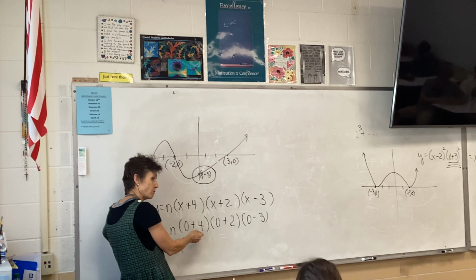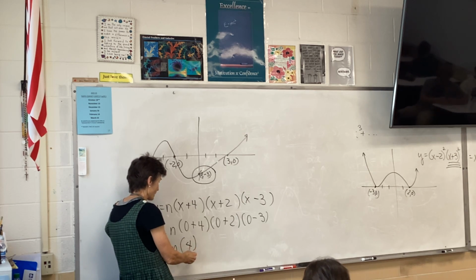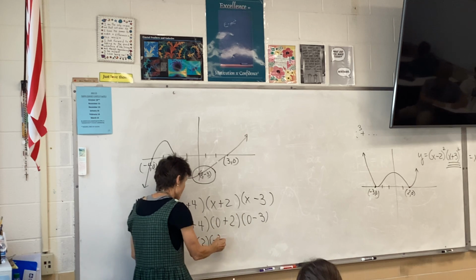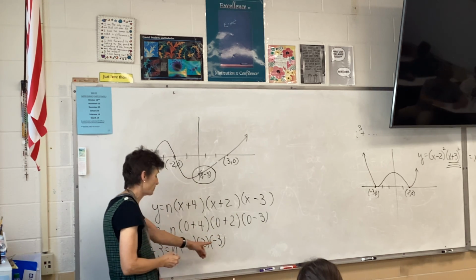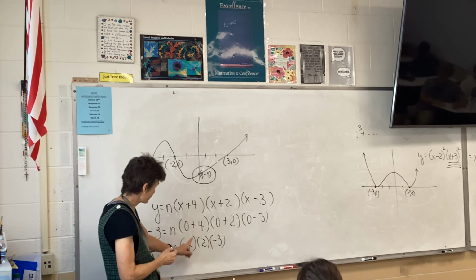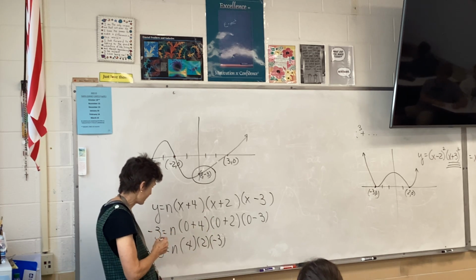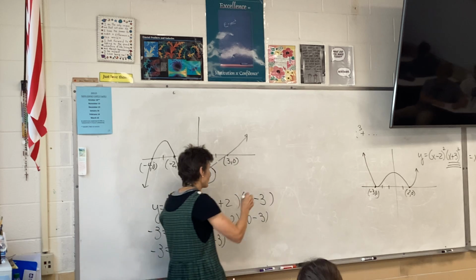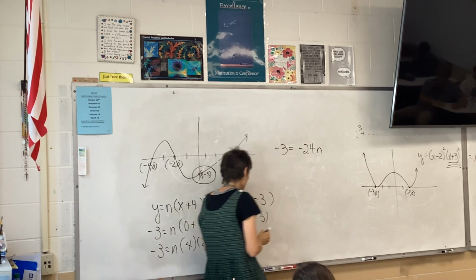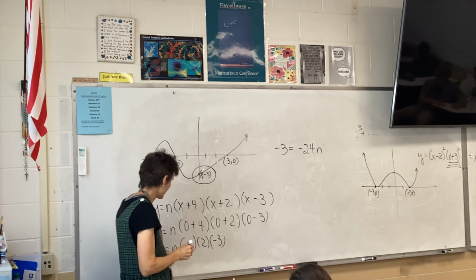So 0 plus 4, 0 plus 2, 0 minus 3. These are all multiplied. These are factors. So it's all multiplied together. So what's 4 times 2 times -3? -24. So -3 equals -24n. -24 times n.